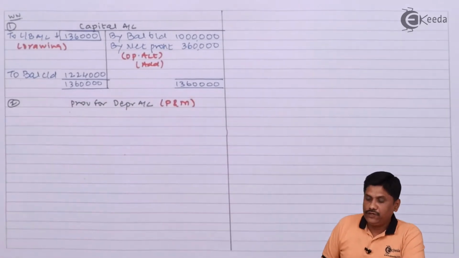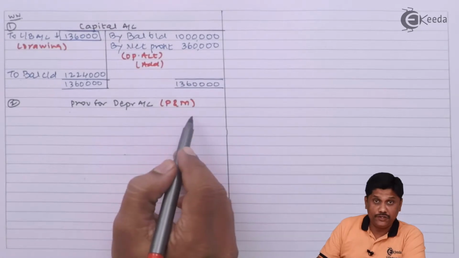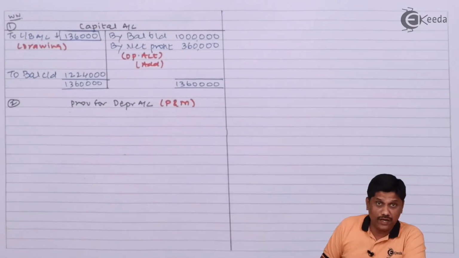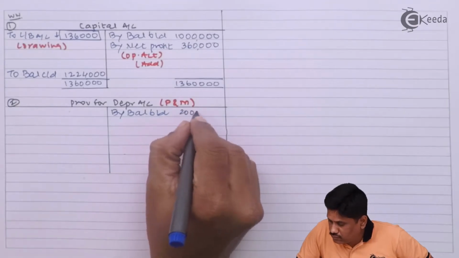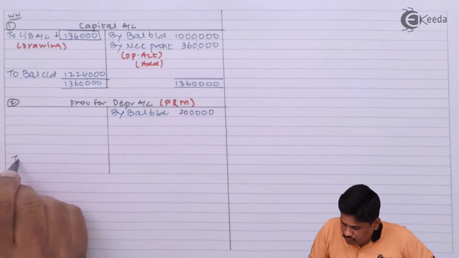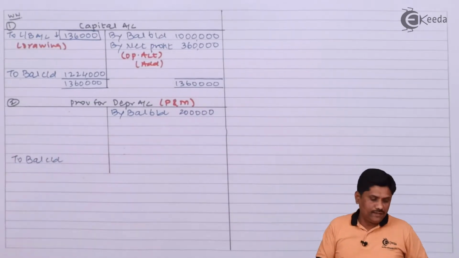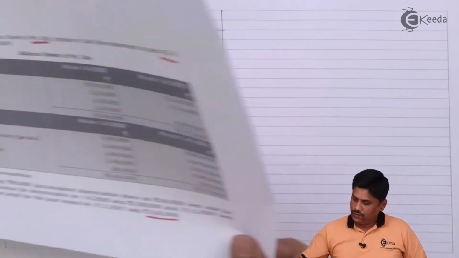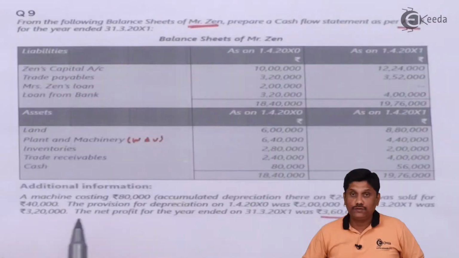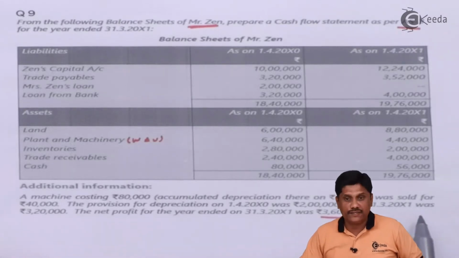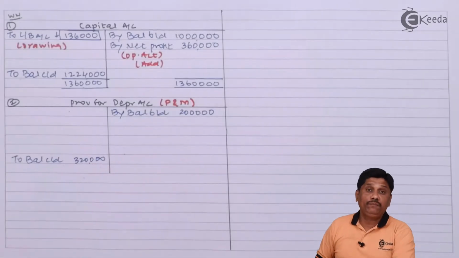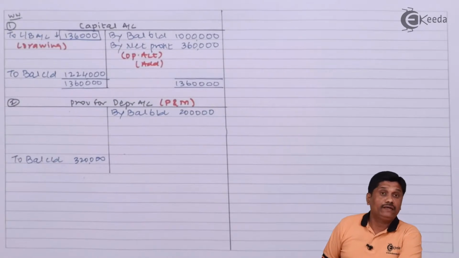We are preparing provision for depreciation account for plant and machinery because land is not subject to depreciation, as we know. Opening balance of PFD on 1/4/2000 was 2 lakhs. Balance carried down, closing balance they gave you: 3,20,000 on 31st March X1. Obviously, when you maintain PFD account, your asset will be kept at original cost, not at WDV.